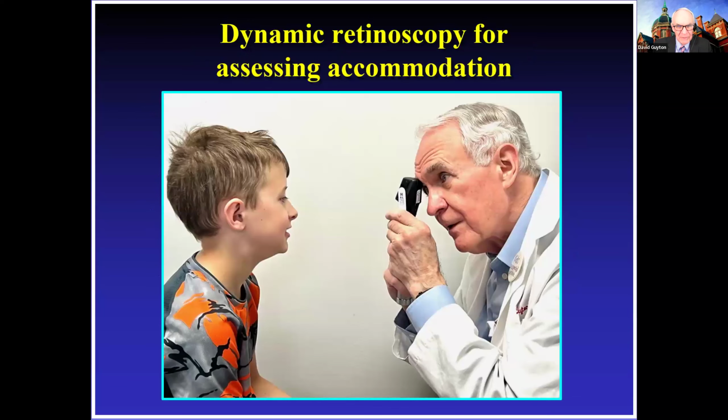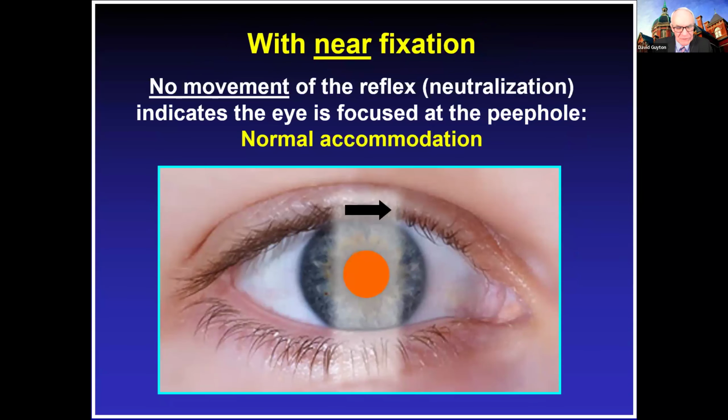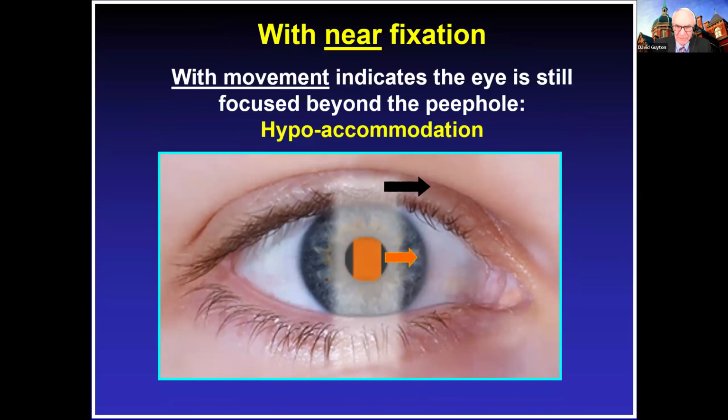So here you are looking up close. This is what you saw of the patient looking in the distance. If you look up close and the patient reads the letters beneath the peephole of the retinoscope, you should see that with movement disappear. And you get the neutralization reflex if the patient is fully accommodating, showing normal accommodation. But if there is still with movement when the patient is looking at an accommodative target right under the peephole of the retinoscope, then you have found hypoaccommodation, which is the abnormality we're looking for in dynamic retinoscopy.